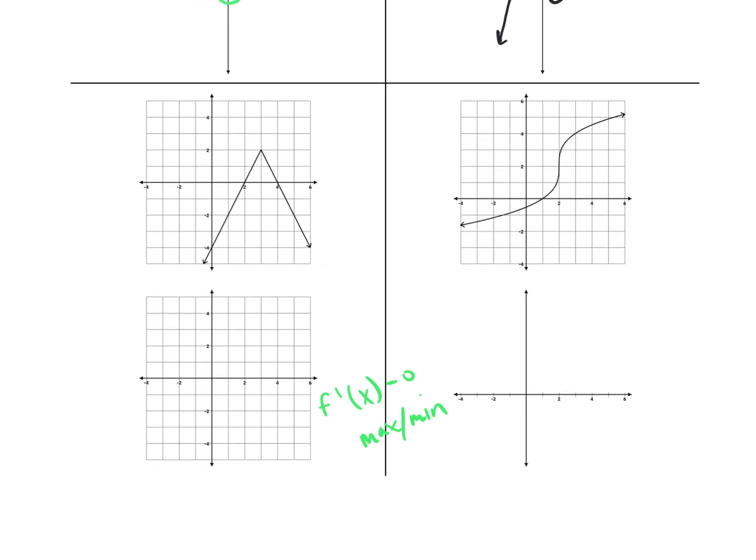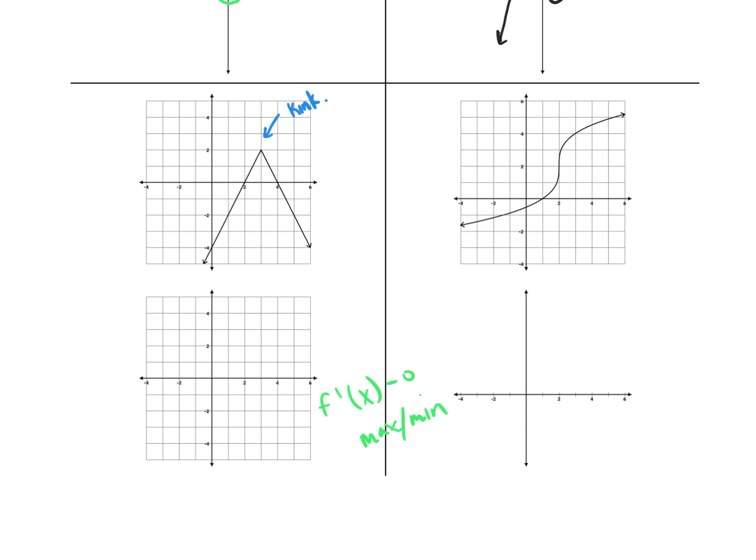Next, we have an absolute value function. So as a reminder, right here where that direction changes, we will not have a derivative. It is not differentiable at x equals 3 because we have that little kink. Okay, so we're going to have a hole there for our derivative.